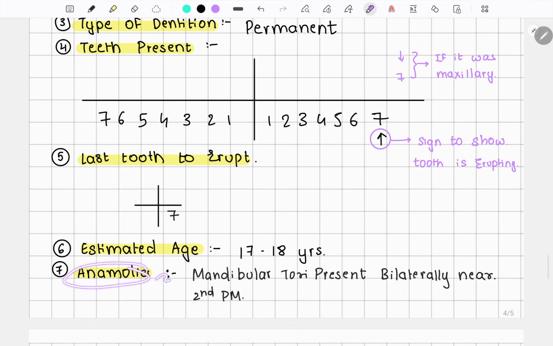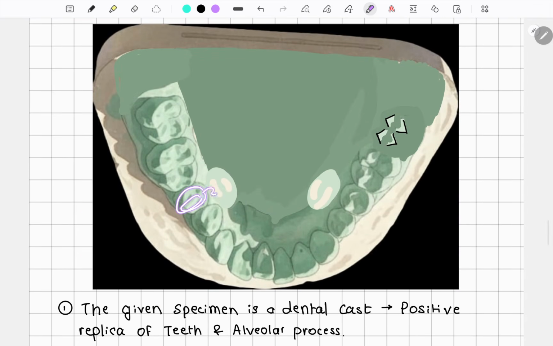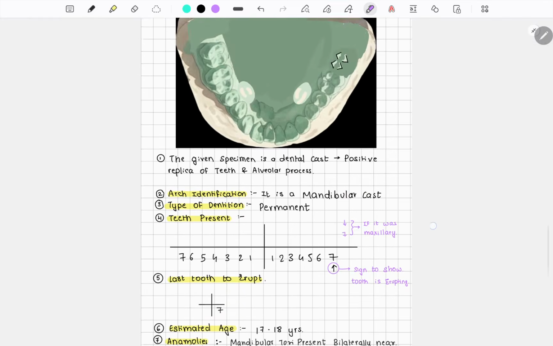An anomaly is present in this cast, that is mandibular tori is present, which is bilaterally present, and it is near the second premolar. So I have mentioned that it is near the second premolars on both the sides and it is bilaterally present. So this will be the answer for this particular cast.